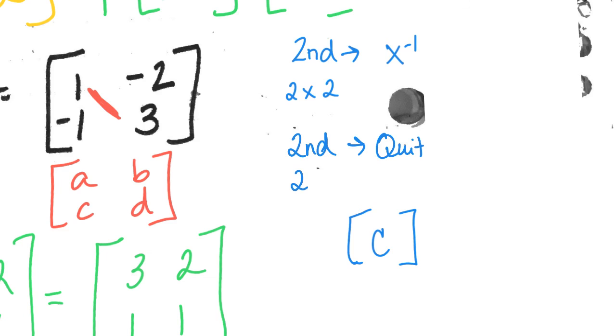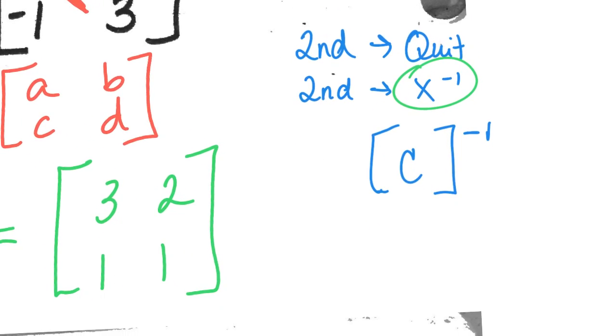So I'm going to hit that matrix button again, second, and then that x to the negative first. When I do that, I'm going to actually name this. So I'm putting in C for mine, and then I'm going to hit that button that I just hit to get there, that x to the negative first, because I'm just taking the inverse of the 2 by 2 matrix at C. And when I push enter, I get this exact same thing, 3, 2, 1, 1. How'd you do?